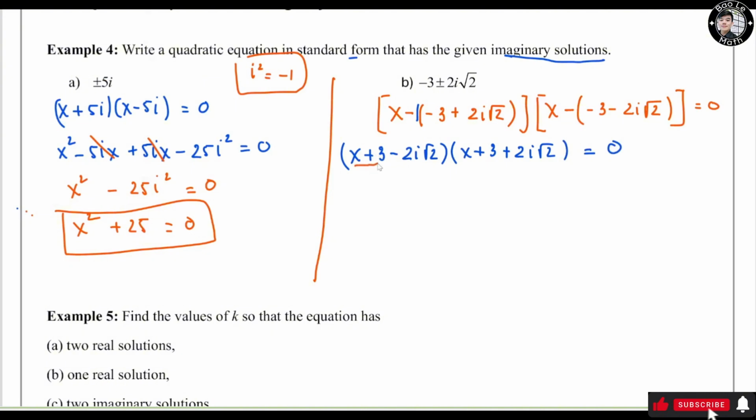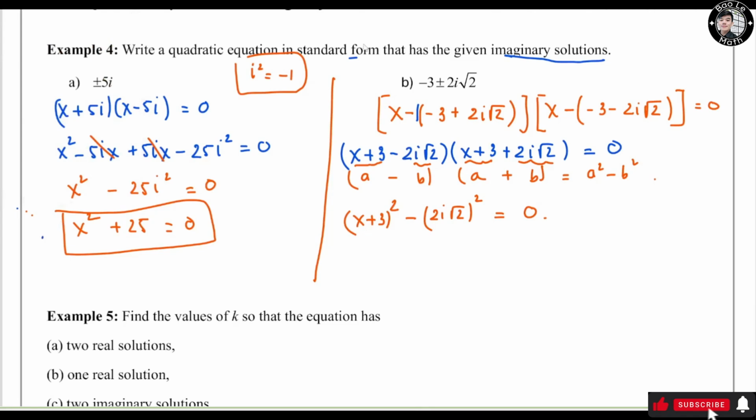Now consider this one a, this one b, this guy a, and this guy b. So we have the formula a minus b times a plus b, which is actually a squared minus b squared. So we have s plus 3 altogether squared minus b squared, which is 2i square root 2 altogether squared, equals 0.